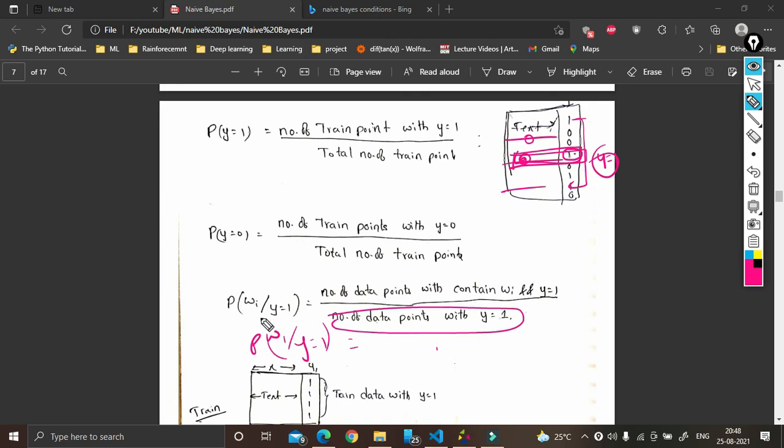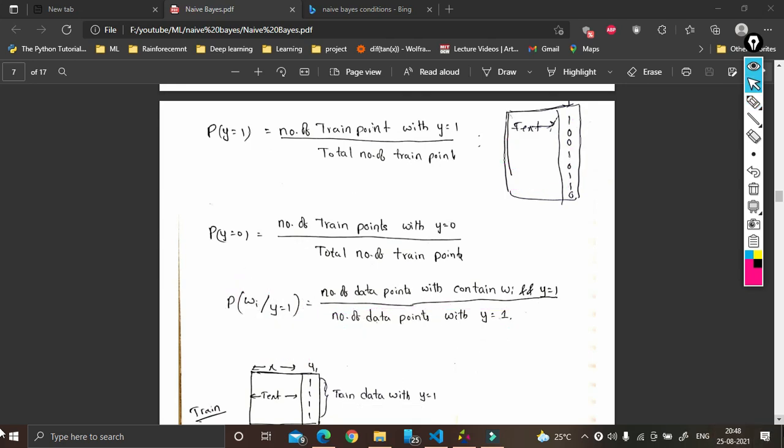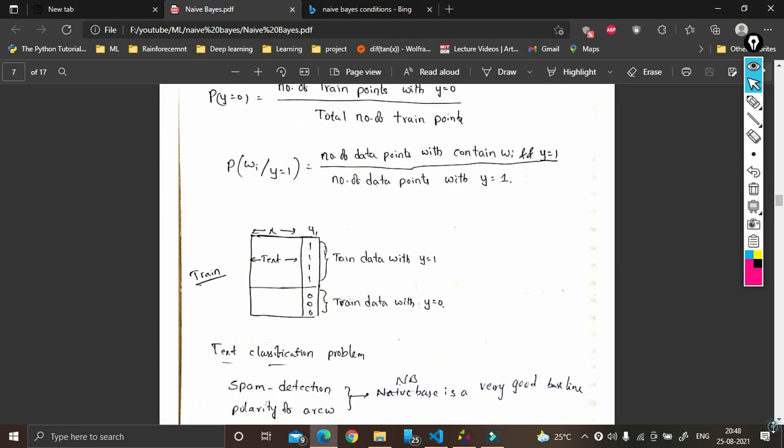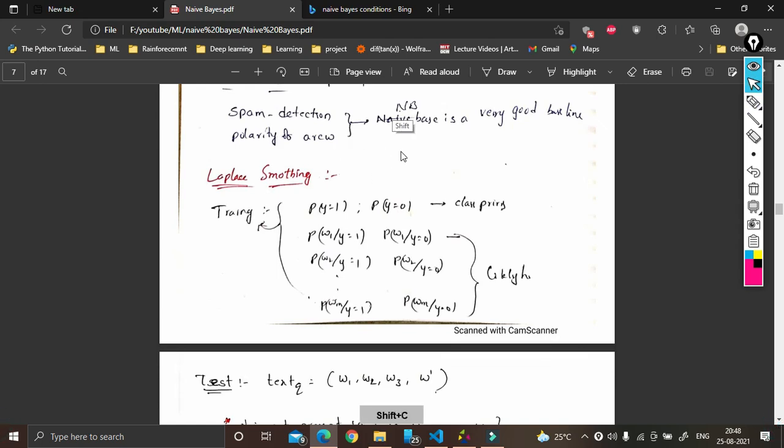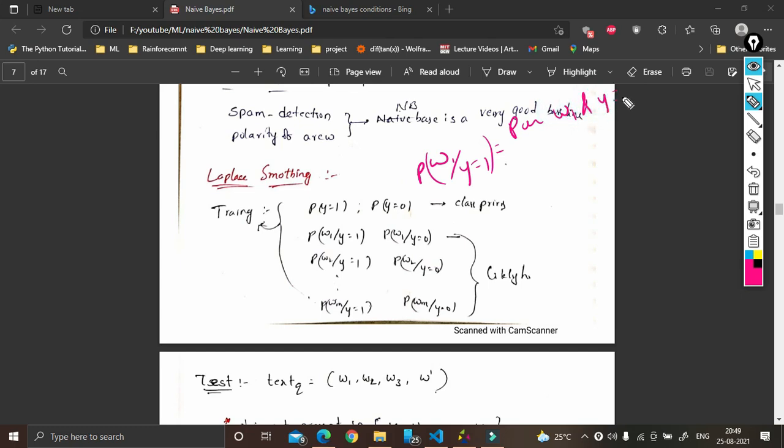Similarly, for every word we will get the same thing like this. Now, up to here it is okay. What if we have to get the probability of W1 given y equal to 1? It represents the points where W1 is present and y equal to 1, divided by the number of points with y equal to 1.